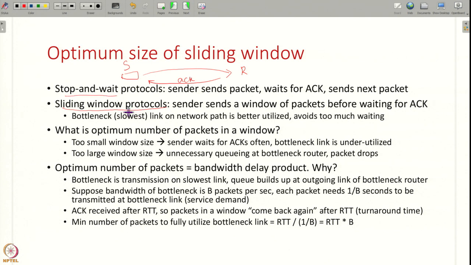So real life transport protocols use a sliding window of packets. That is, you will send a window of packets and then you will wait, and then when an ACK comes back for this first packet, you will send the next packet. When an ACK comes back, you will send the next packet, and so on. Right. So the question comes up, what is the optimum number of packets in a window? If I have too few packets in a window, what is happening? I am unnecessarily waiting. These packets have gone out, I have no other work to do, and I am still waiting for ACKs. If I have too many packets, what is happening?